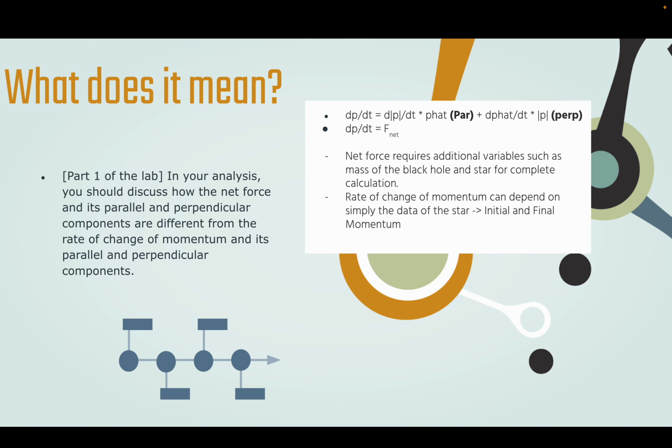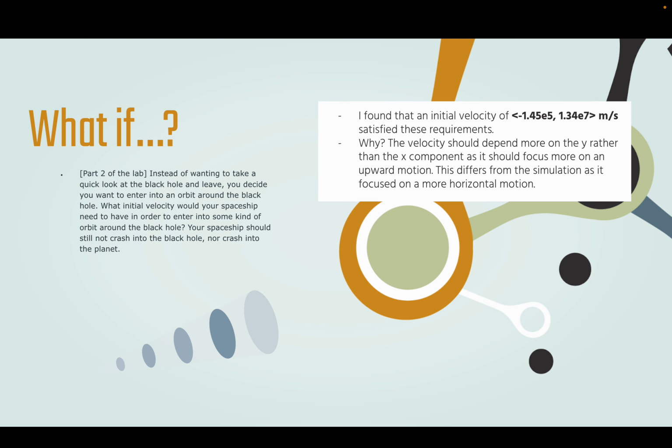The what does it mean question asks about the difference between the net force and the rate of change of momentum in terms of their parallel and perpendicular components. The change in momentum over the change in time is equal to the net force by Newton's second law. Thus, though they are technically equivalent values, the process to find either differs. Net force requires additional variables such as the mass of the black hole and star for complete calculations. Rate of change of momentum can depend on simply the data of the star, as seen in part 1 of the lab when we calculated change of momentum with initial and final momentum.